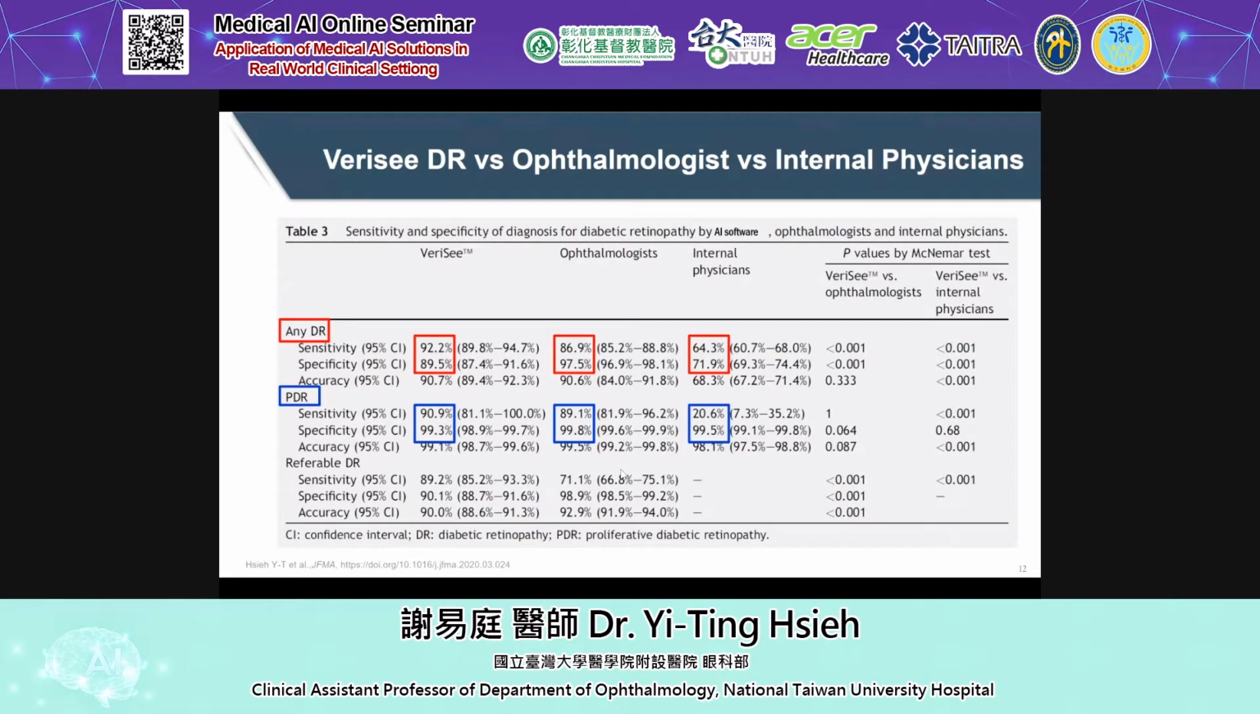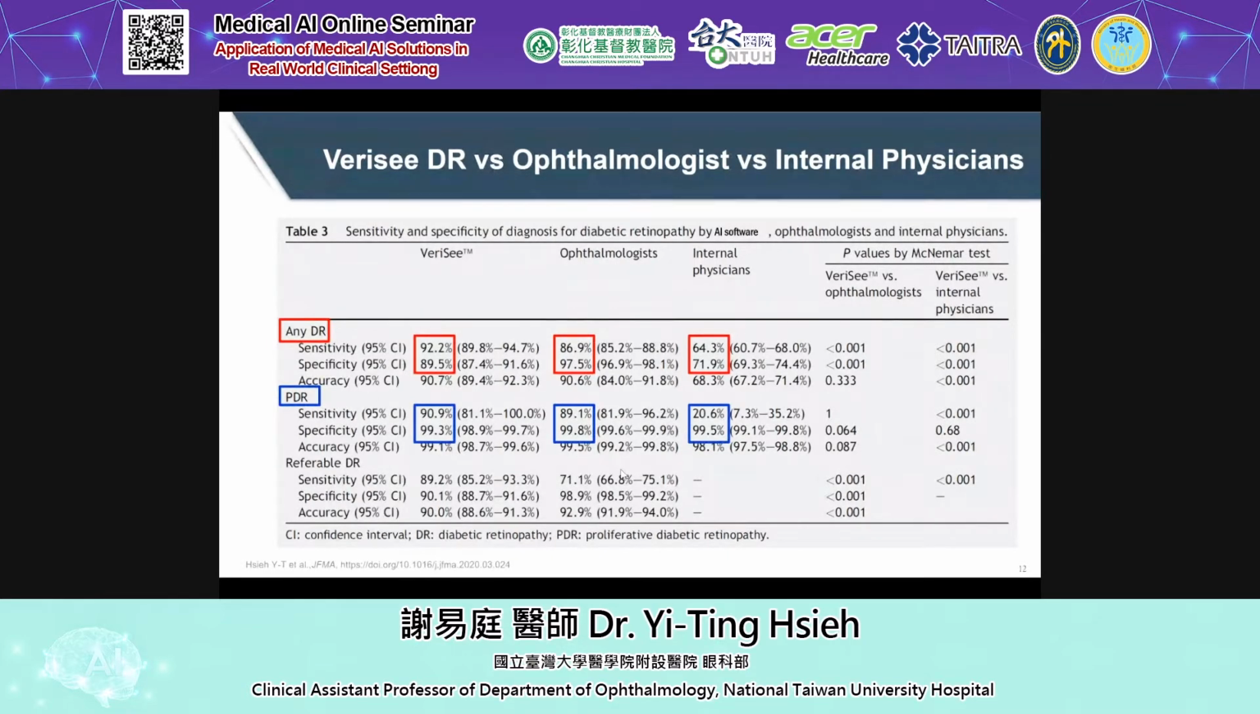In this study, we not only compare VeriSee, the deep learning model, to the ophthalmologists, we also compare them to internal physicians, because that's what we are facing in real world practice. Actually, internal physicians do the fundus photography and do the diagnosis by themselves. It's nice to see that the accuracy of VeriSee and ophthalmologists are similar. But we can find that the accuracy for internal physicians is a little bit poorer than VeriSee and ophthalmologists.